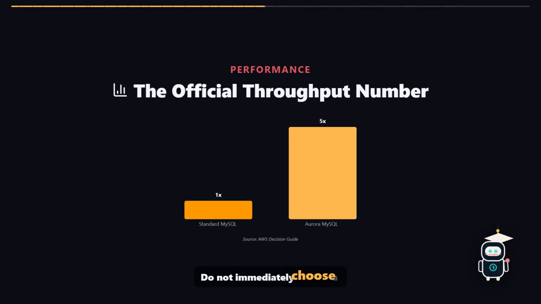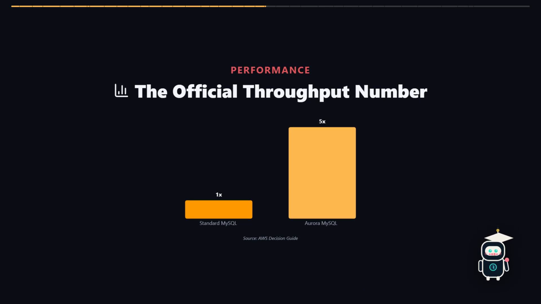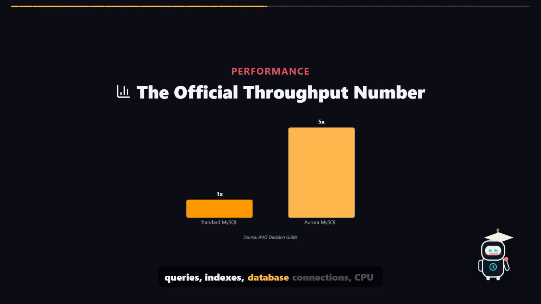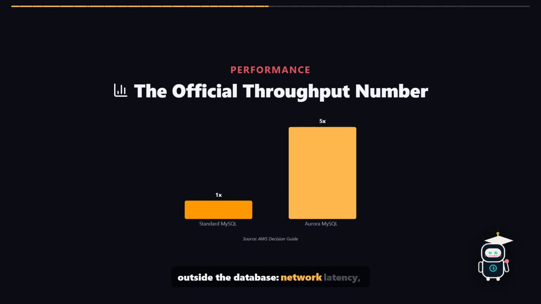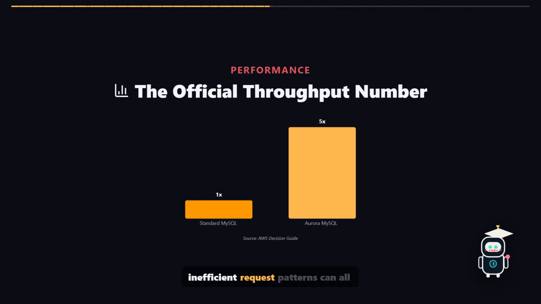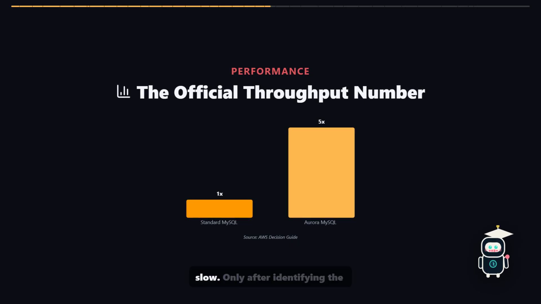Do not immediately choose a larger instance. Start with evidence. Look at slow or expensive queries, indexes, database connections, CPU and memory pressure, read traffic, and I/O behavior. Then look outside the database. Network latency, application code, downstream services, and inefficient request patterns can all make a database-backed application feel slow.